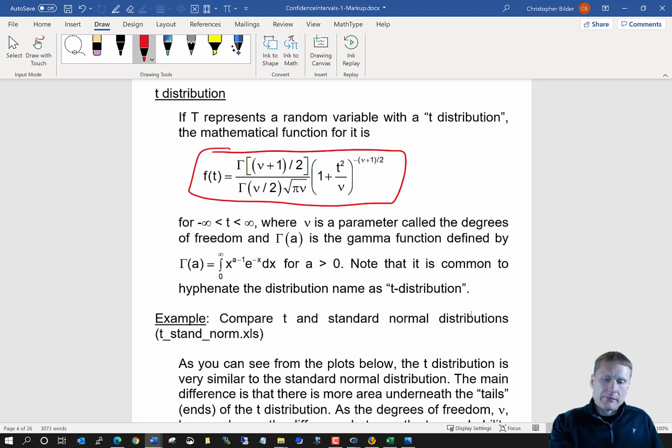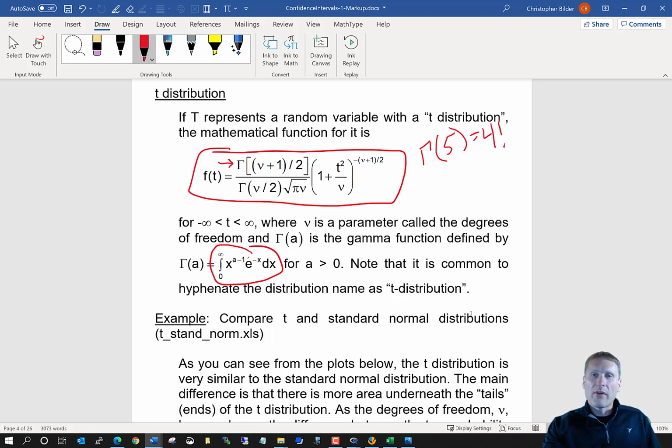Real briefly, this gamma here actually represents an actual mathematical function that's based upon calculus again. But there's a nice simplification with it. If, let's say, you had gamma of 5, this would be equal to 4 factorial. If you have, let's just be general here, gamma of c, you would have (c minus 1) factorial, provided c is an integer. If c is not an integer, then you have to go back to using that expression.